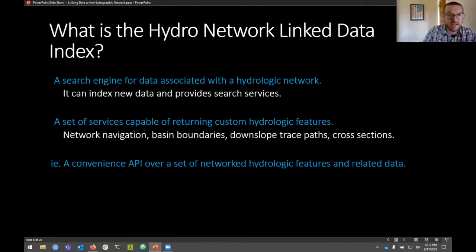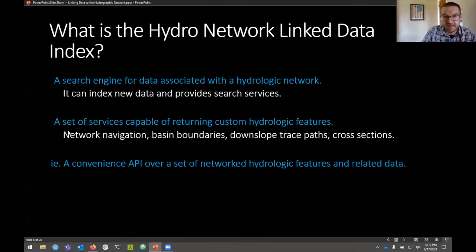And so in that context, it can index new data. We can go out nightly and crawl some data source and pull it in and add it to the index. And it provides search services. So you can come in and say, I'm interested in stream gauges upstream of that stream gauge. Ta-da, right? You can say, I want the drainage basin boundary upstream of this network location.